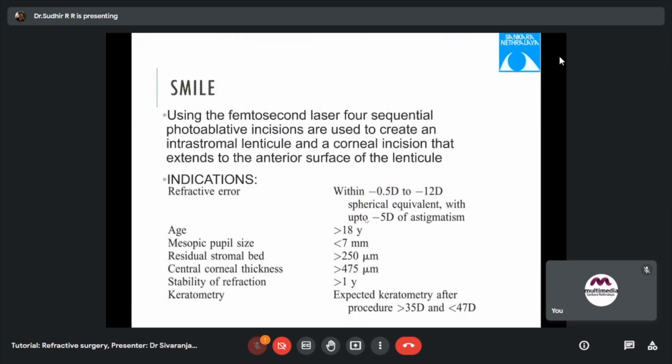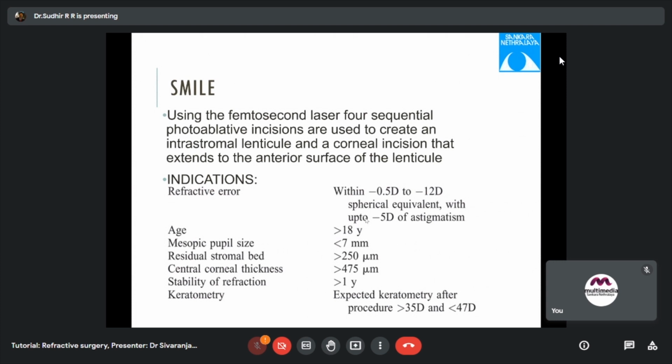Moving on to SMILE. Here we use a femtosecond laser. Four sequential photoablative incisions are made, and an intrastromal lenticule is created, along with a corneal incision that extends to the anterior surface of the lenticule. Indications for SMILE include refractive error of -0.5 to -12 diopters. Age should be more than 18 years. Mesopic pupil size should be less than 7 mm. Residual stromal bed should be more than 250 microns. Central corneal thickness should be more than 475 microns.